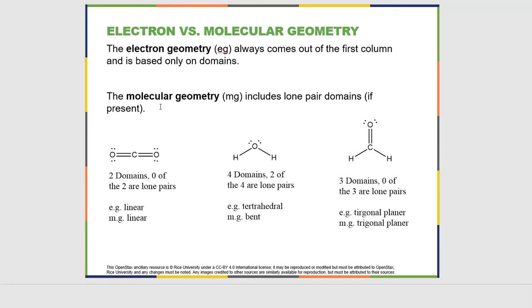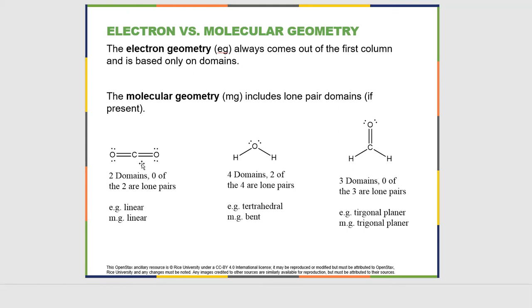Now, if we have this other thing called the molecular geometry. The molecular geometry, abbreviated MG, I should have mentioned the electron geometry is abbreviated EG, includes lone pair domains if the atom has them. So let's take a look at how we count domains in an atom and how we use this table. So first, what we have here is carbon dioxide.